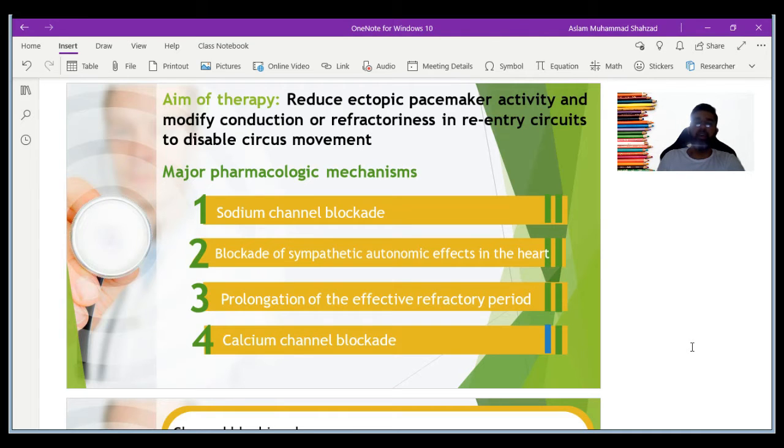But when there is ectopic pacemaker activity, or abnormal heart rhythm, because of ectopic activity around the atria or the ventricles, or an increase of neuronal firing, that increases the electrical conductivity, and that is responsible for abnormal heart rhythm.